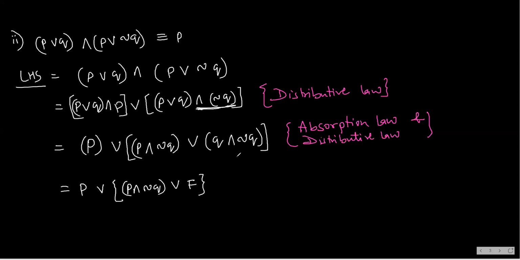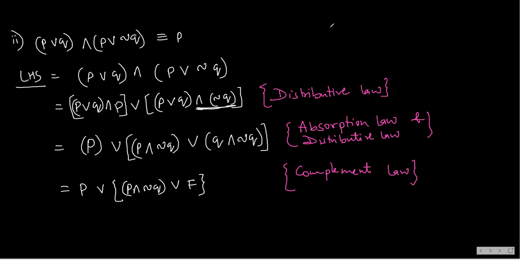I will write false here for this. If Q is true, then negation of Q will be false, and if Q is false, then negation of Q will be true. So true and false, false and true is always false. So in the third step you are using the complement law.